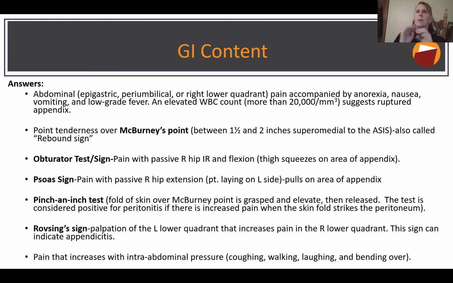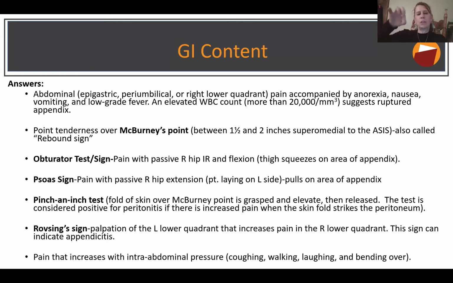Even if you push really deep and they're like, oh, that's exactly where it hurts, I'd be like, oh, that's McBurney's point, right? Obturator sign, basically anything that's putting pressure on McBurney's point. So if I passively internally rotate the right hip and flex the hip, and I've got the thigh now squeezing or pushing on that appendix, that can be a sign. Someone said psoas sign, right? So that's passively extending that hip. And that's just going to pull, everything kind of pulls there on the appendix.